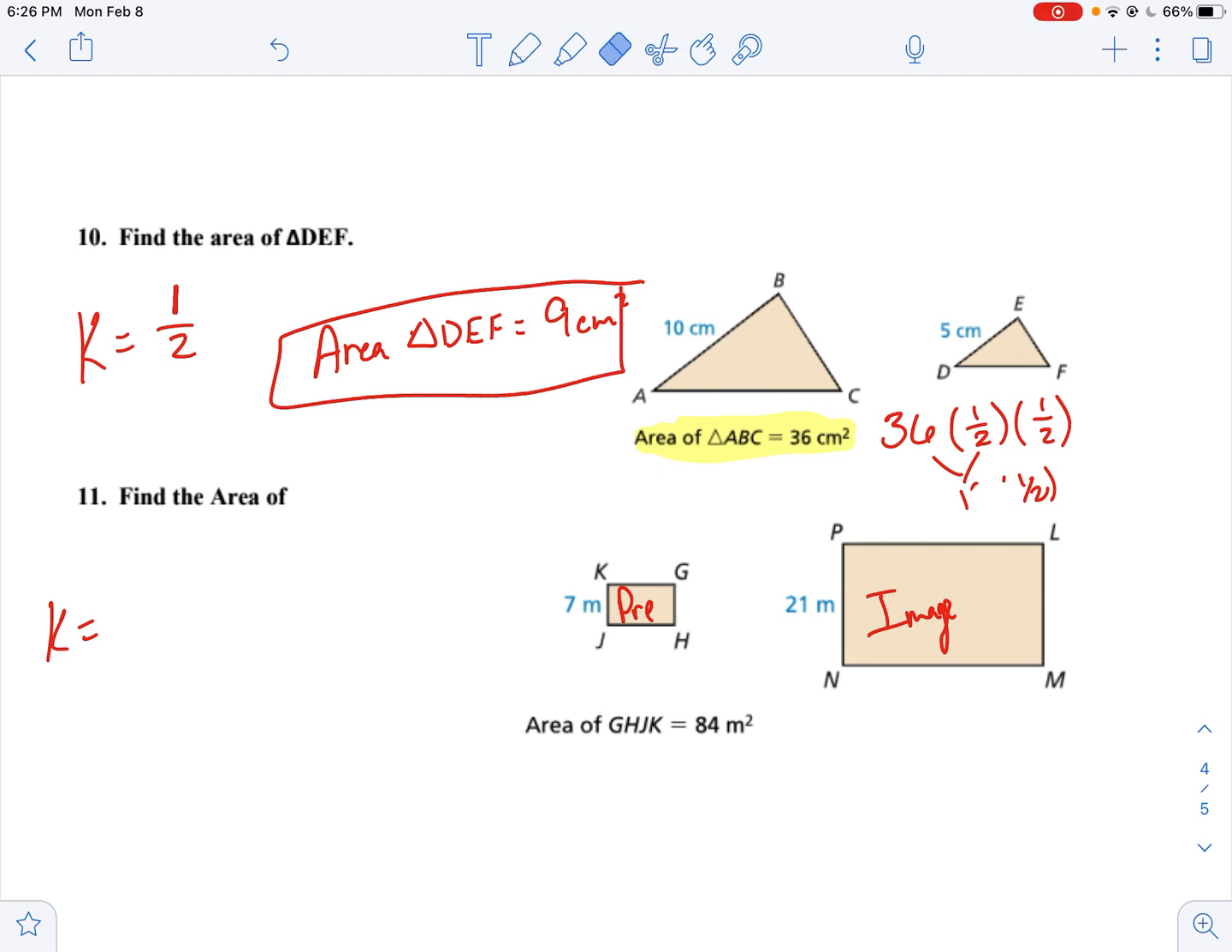I'll give you a minute here. See if you can find the scale factor first, and then take your area and multiply it by k squared, or your scale factor squared, and that's what's going to get you the area of your image figure. So pause the video, check your work by unpausing and watching the rest.